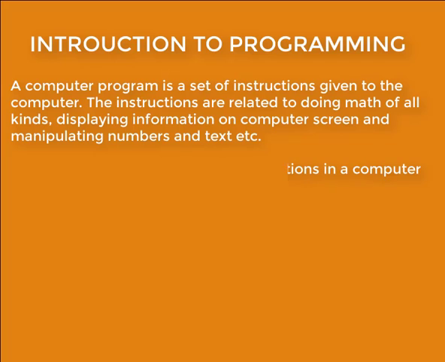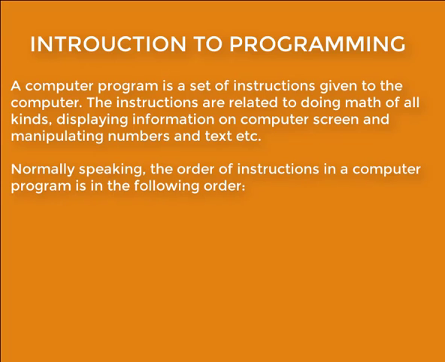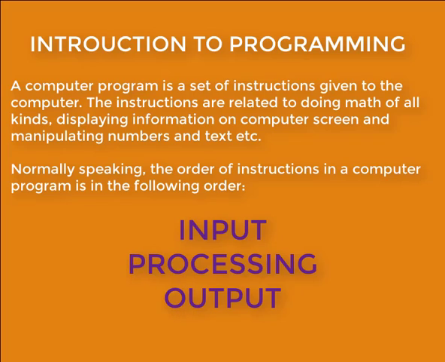When we write a computer program, normally speaking, we give the instructions in a certain order. This order is normally followed in most programs, though not in every program that you would write. The order of instructions in a computer program is input, processing, and output. So the first set of instructions are regarding input, or receiving input from the user or from another program or from a file, a data file.